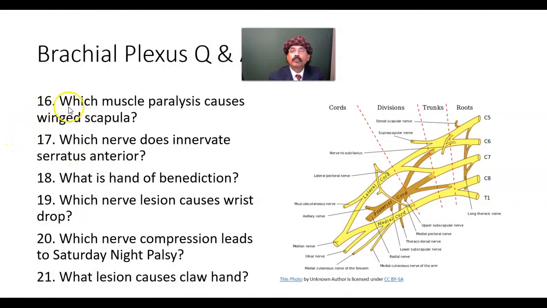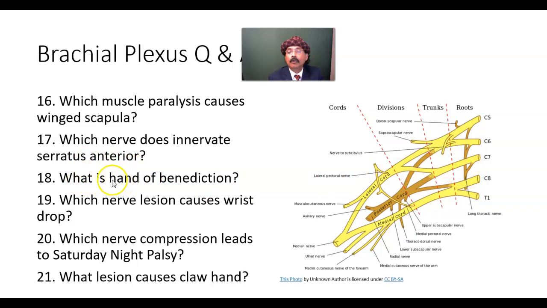Okay, so which muscle paralysis is called winged scapula? That is the serratus anterior. Nerve supply, long thoracic nerve. Root value, C5, C6, C7. Which nerve does innervate serratus anterior? Long thoracic nerve or nerve of Bell.